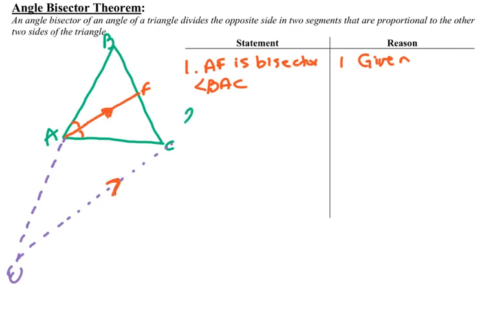So I'm going to write number 2. Oh, hold on. There was something else to add to number 1. Let's go back in there. I'm also going to say that angle BAF is congruent to angle FAC. Actually, that is number 2. And that's the definition of what an angle bisector is.